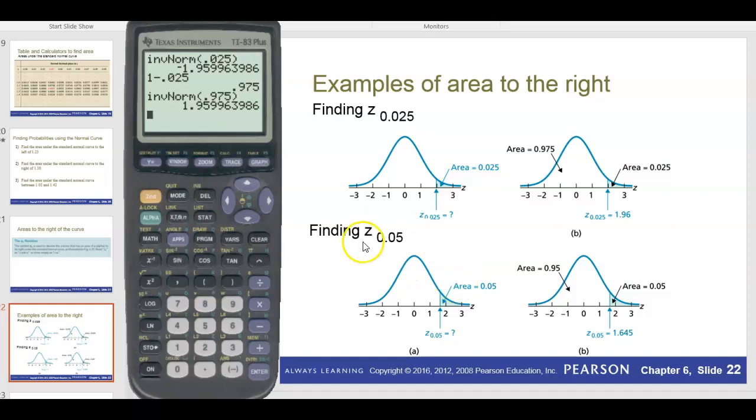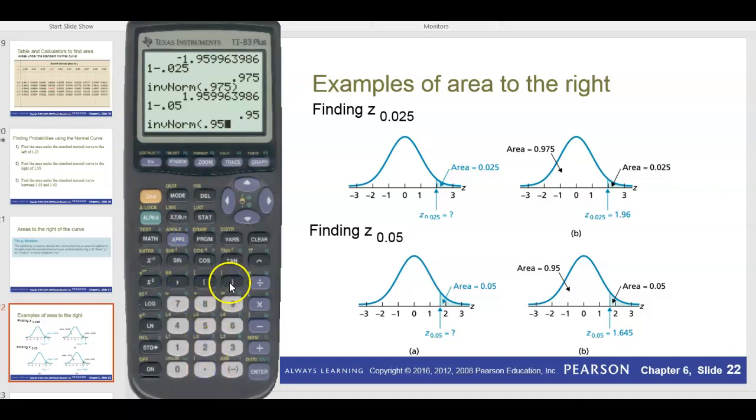So for example, let's say we want to do the same thing down here on the second example. The area is 0.05 to the right, so we're going to have to go 1 minus 0.05, which is 0.95. And then to find this z-score here, we would have to go second vars and go down to inverse normal, and we're going to type in 0.95 for our area, and that's going to give us a z-score of 1.645 if we round it up.